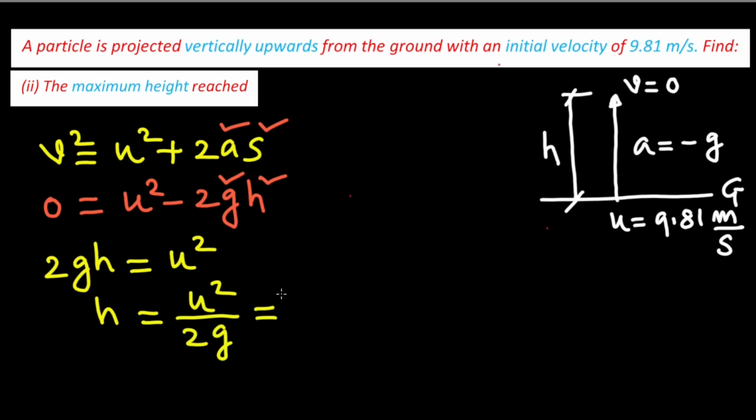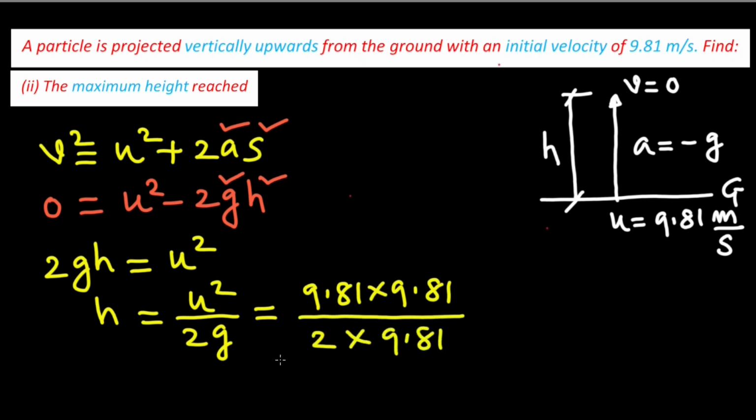We will substitute the values. 9.81 multiplied by 9.81, which is u squared, divided by 2 multiplied by 9.81, which is the value of g. So this 9.81 cancels and 9.81 by 2 will be 4.905 meter. So this is the maximum height reached by the particle.